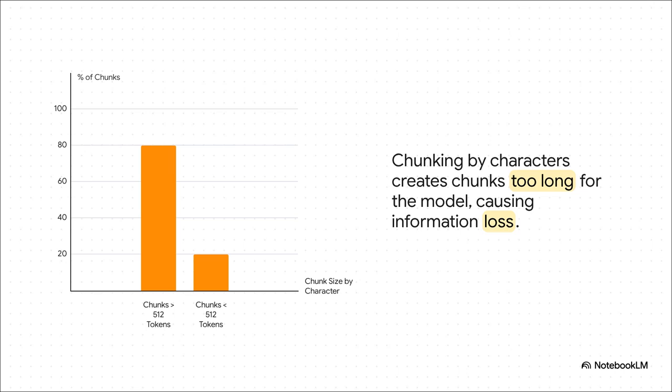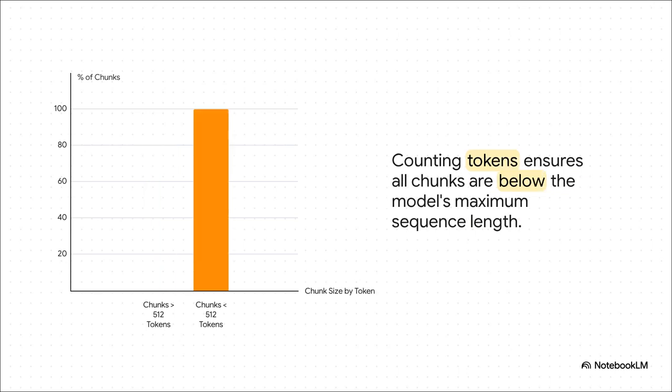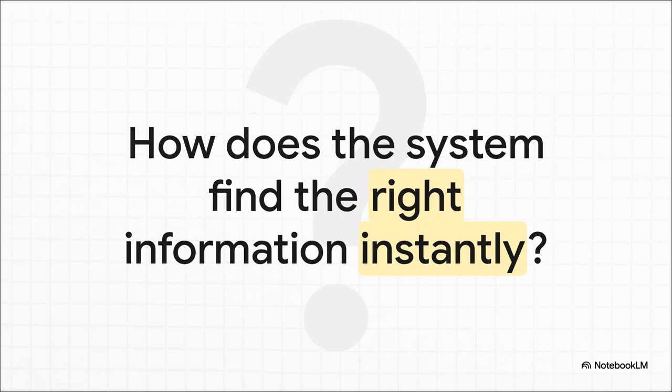It's a total waste. But check this out. The solution is actually pretty simple. Instead of splitting by characters, we split by tokens. We measure it the same way the model does. And just like that, problem solved. Now, 0 of our chunks are too big. Every single piece of information we've prepared is perfectly sized to be fully understood by the AI. That's a huge win.